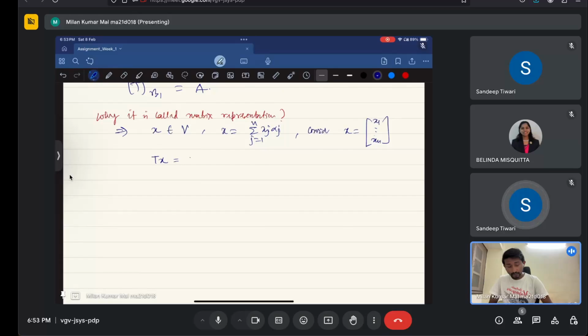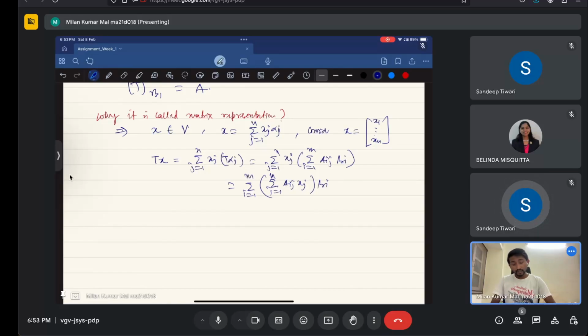Now T x will be T of the summation of j equals 1 to n x_j alpha_j, that is the summation of j equals 1 to n x_j T of alpha_j, and that will be the summation over i equals 1 to m of a_ij beta_i. So one can write this as the summation over i equals 1 to m of the summation over j equals 1 to n a_ij x_j, whole into beta_i.